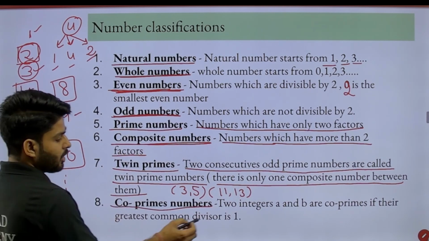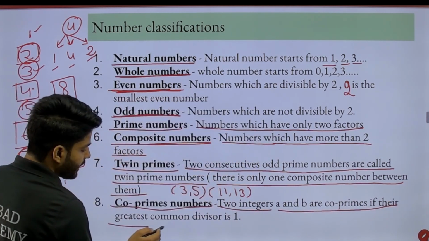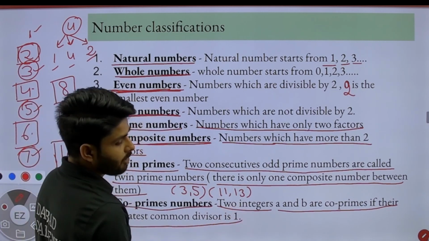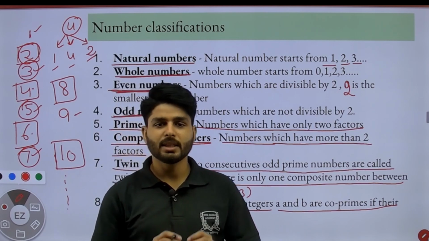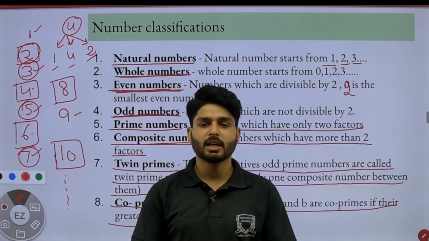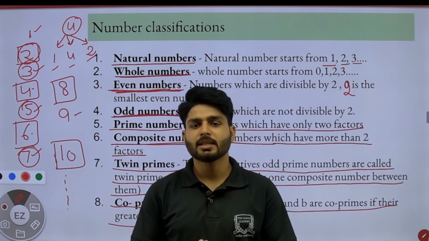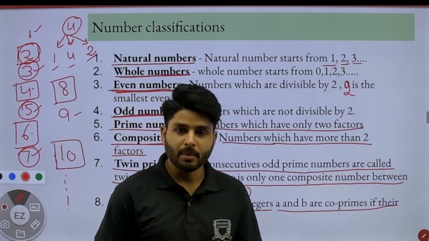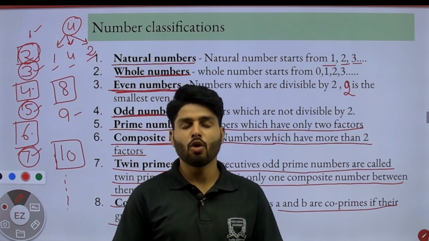Co-prime numbers: two integers a and b are co-prime if their greatest common divisor is 1. It means we have two numbers, no matter whether these numbers are odd numbers, prime numbers, or even numbers. The only thing that matters is that their HCF will be 1. ऐसे कोई भी नंबर जिनका HCF 1 आता है, ऐसे नंबर को को-प्राइम नंबर्स कहलाएंगे.